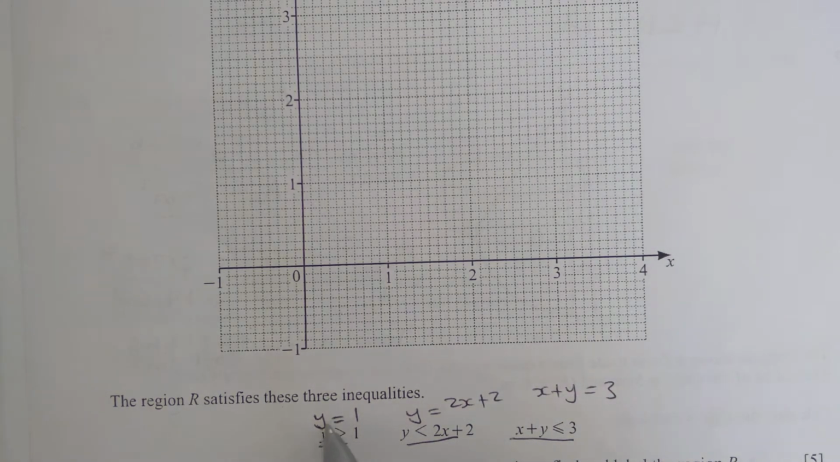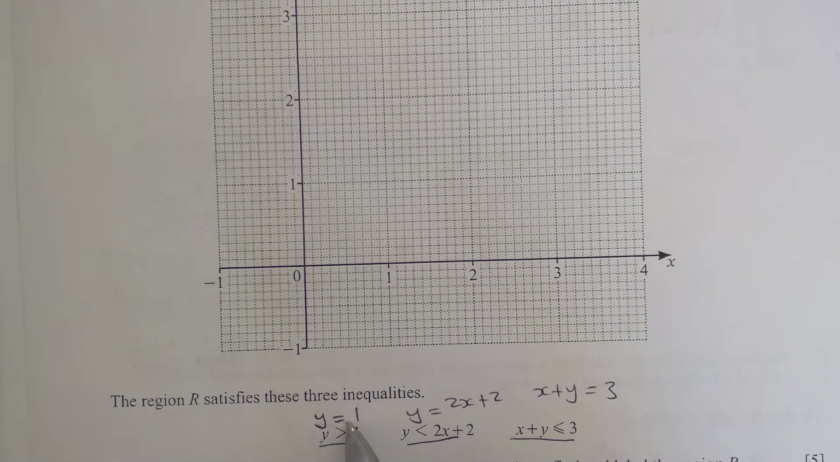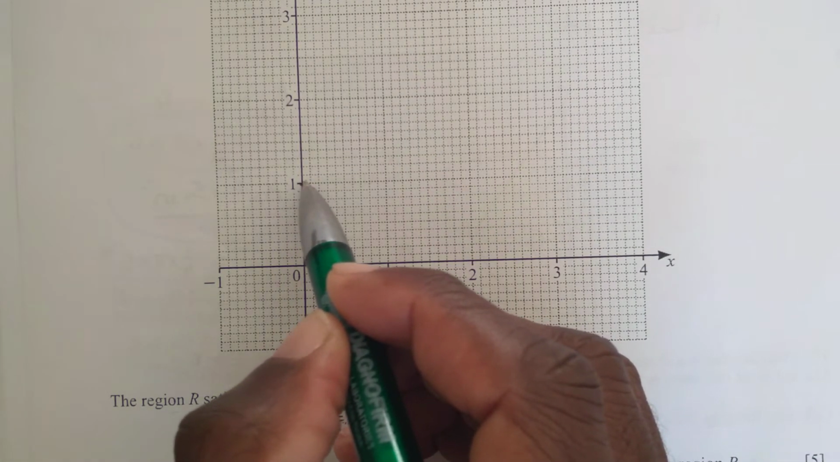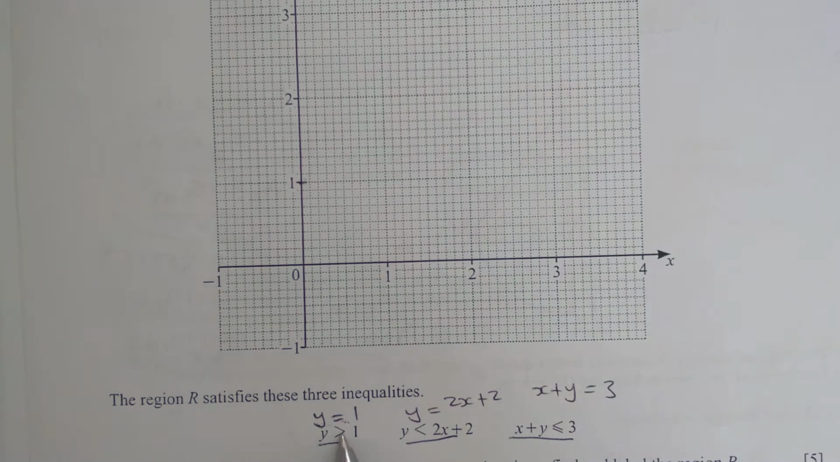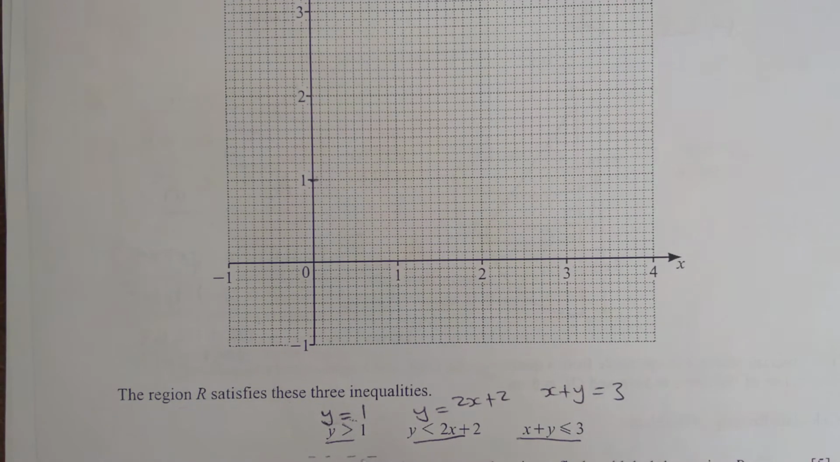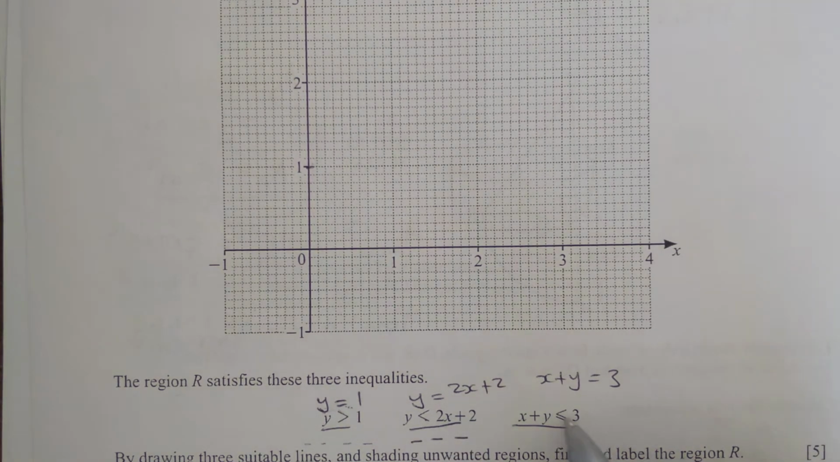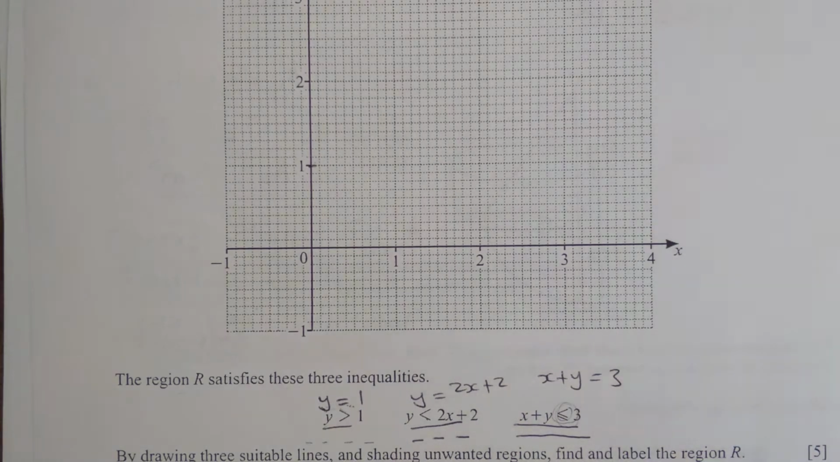Right. So the line y equals 1 is a horizontal line and it must pass through 1 on the y-axis. So this line must pass through 1 here. And it's supposed to be a broken line because it's just y is greater than. It's not equal to, it's just greater than. So because it's greater than, it's a broken line. Same applies to this one. It's going to be a broken line. And then this one, which is greater than or equal to, will be a full line.